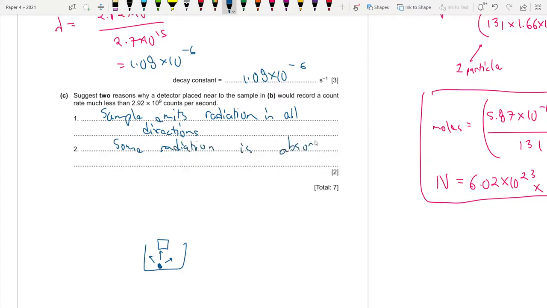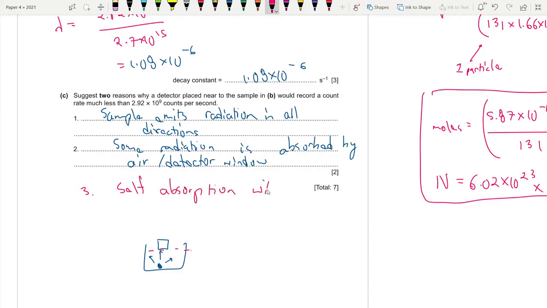Now, some radiation is absorbed by air. There's some air between the detector and the sample. Air, or the detector window even. There's a detector window over here. What else? There is some self-absorption within the source. There's a last point that's called the dead time of counter, or the inefficiency of detector.